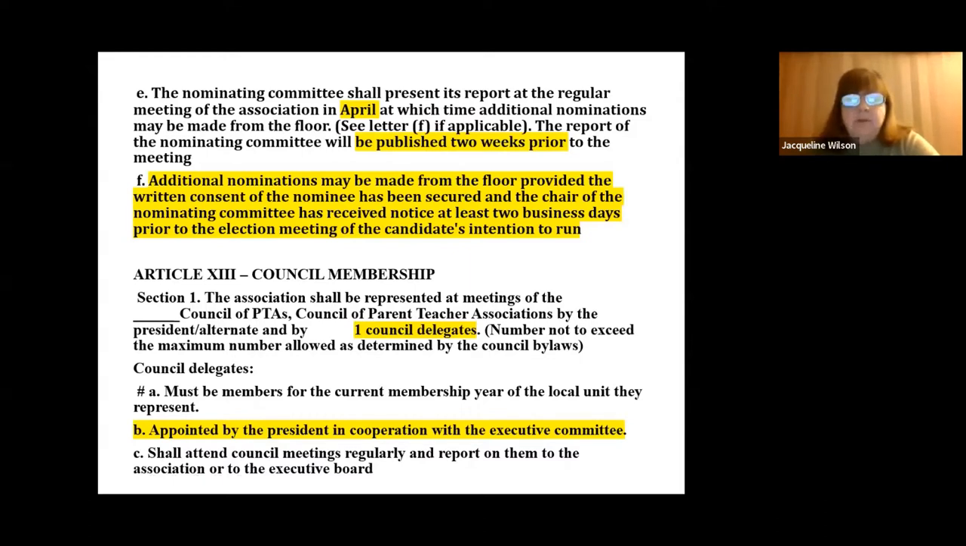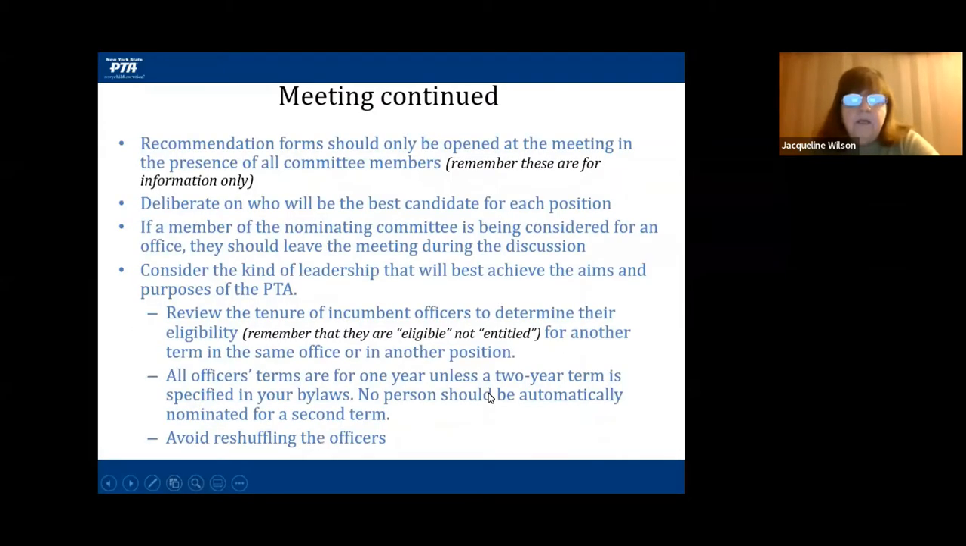If your unit is part of a council, in this particular unit, they have just 1 council delegate. And this also shows how the council delegates are chosen, and they are appointed by the president in cooperation with the executive committee. So this, in terms of the council delegates, is not going to be necessary for the nominating committee to recommend any council delegates. If they are not appointed by the president, they could also be elected by the executive board, or sometimes you also will see elected by the membership at the same time as the officers. So you have to, again, look at your bylaws to see what they state in terms of your council delegates. Very important.